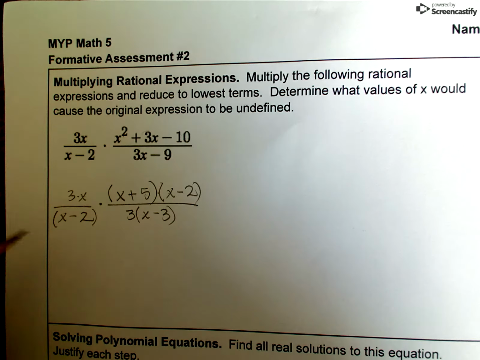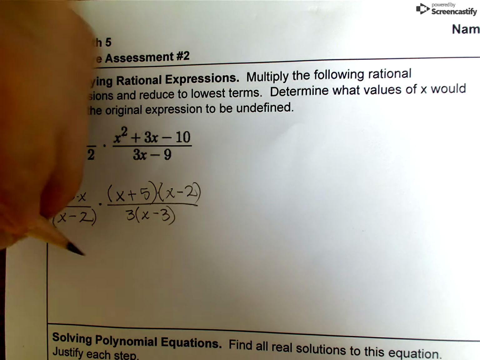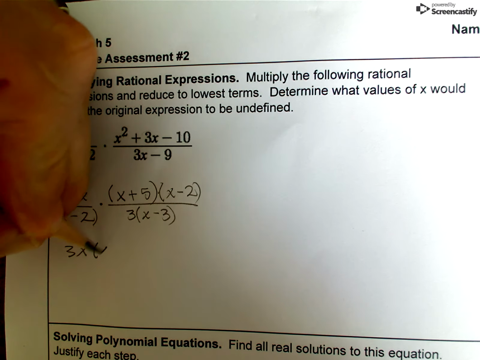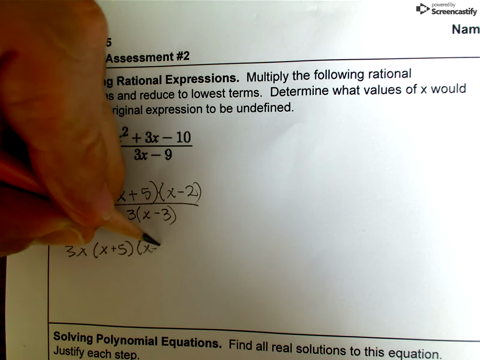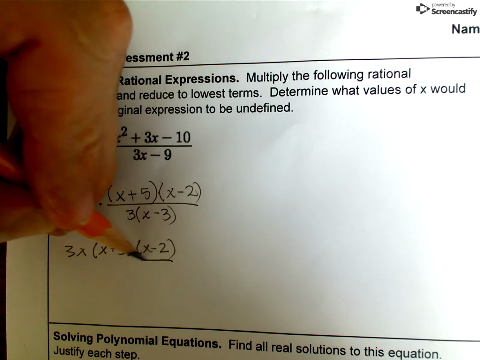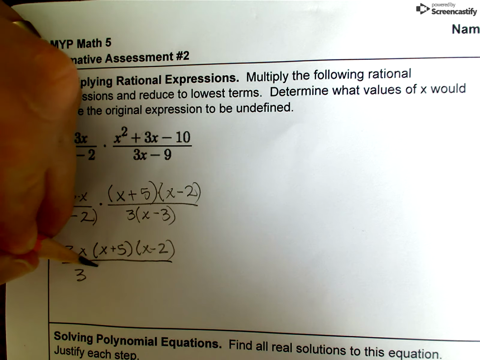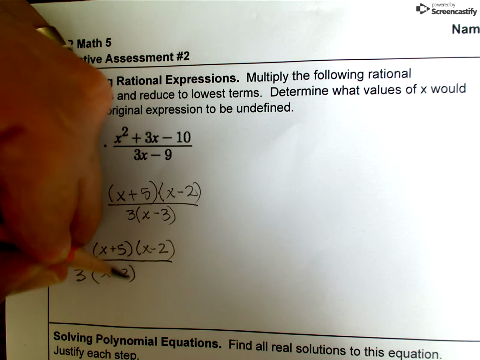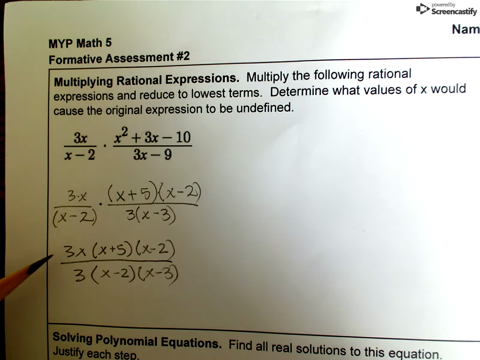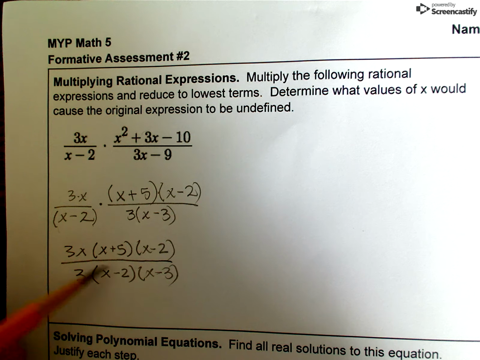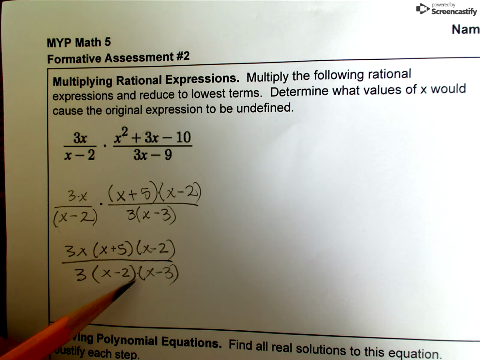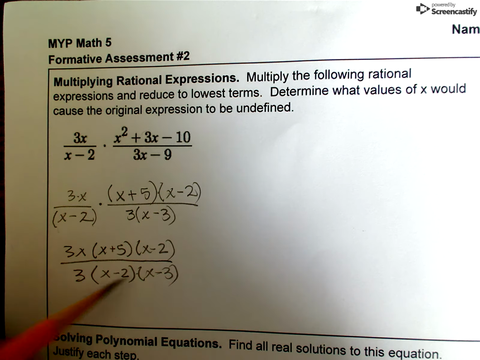To make it more obvious, I put the parentheses around this, and I see that if I just multiply this straight out, I would get 3x times x plus 5 times x minus 2 on the top. And then I would divide that by the product of everything on the bottom, which is 3 times x minus 2 times x minus 3. And that's what's great about multiplication, it's commutative. I can rearrange these three terms in whatever order I want.